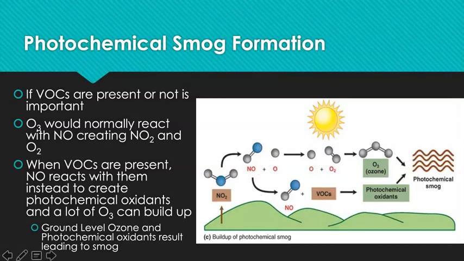This also means that because ozone is not reacting with NO, like we talked about earlier, we are going to have ozone build up in the atmosphere instead of recreating the nitrogen dioxide, or NO2, and oxygen that is released back into the atmosphere. So that buildup of ozone added to the photochemical oxidants are going to lead to smog formation.